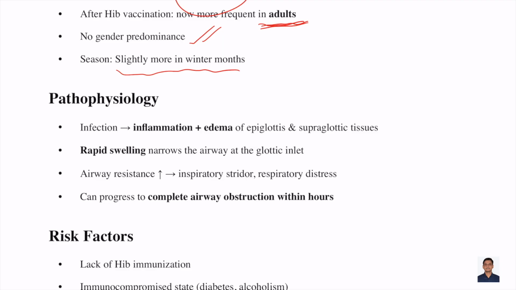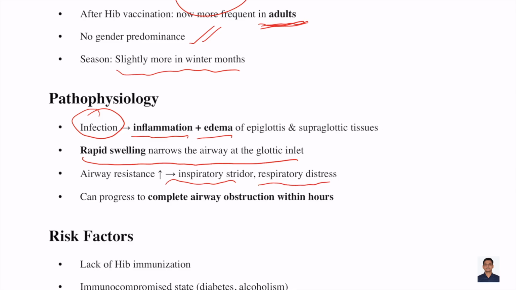Pathophysiology involves the infection by the bacteria, which causes the inflammation and edema of the epiglottis and supraglottic tissues, followed by the rapid swelling and narrowing of the airway, leading to inspiratory stridor, respiratory compromise, respiratory distress, and it can progress to complete airway obstruction within hours if not treated.